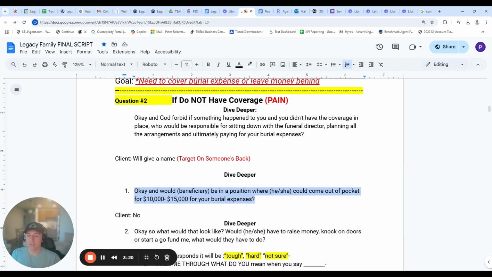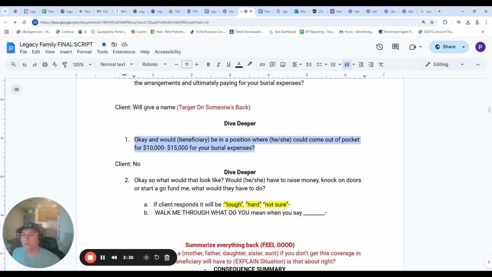When they say no, then it's our job to dive deeper to paint the picture. Okay. Oh my goodness. So what would that look like? Would your sister have to raise money? Would she have to knock on doors, start a GoFundMe? I mean, what would she have to do? How is she going to come up with this money? Then you're really challenging them and helping them understand if they die and they can't come up with the 10 to 15,000, what are they going to have to go through? This is called painting the picture.